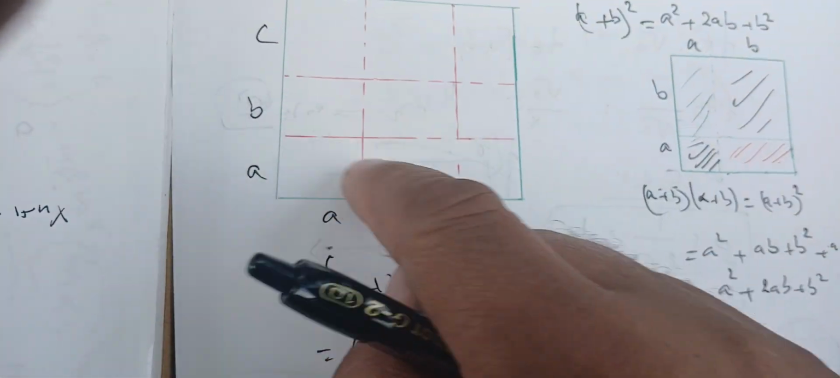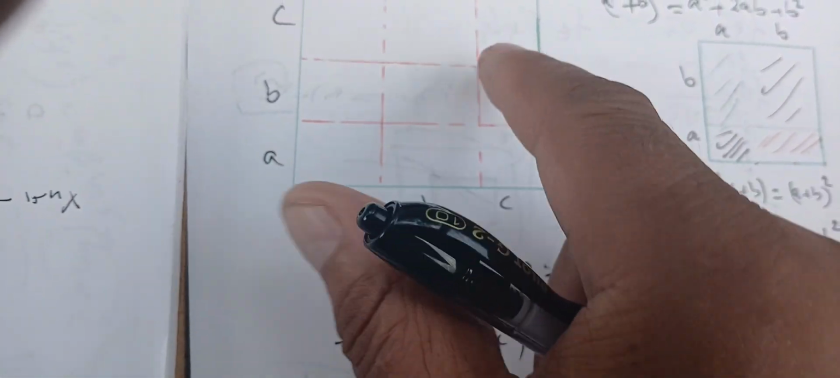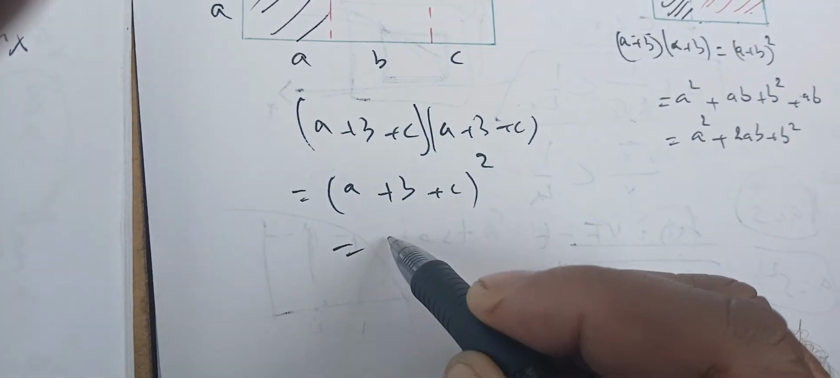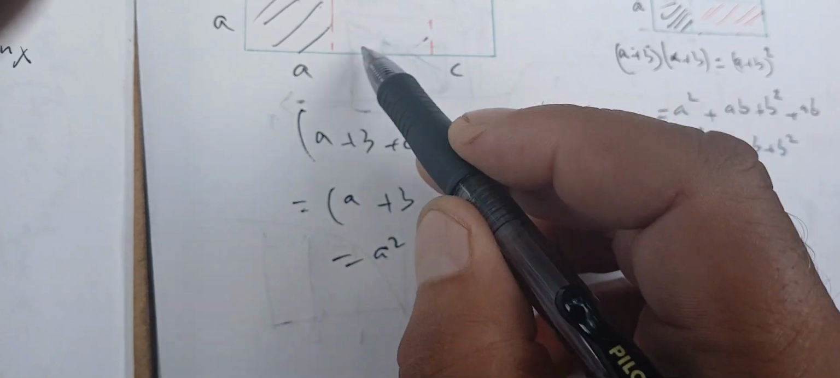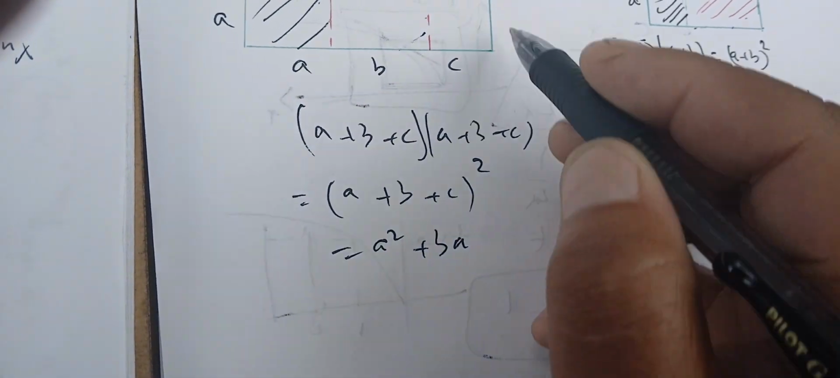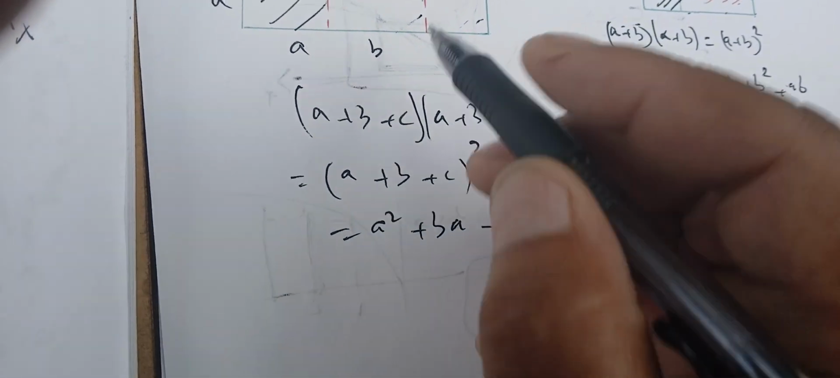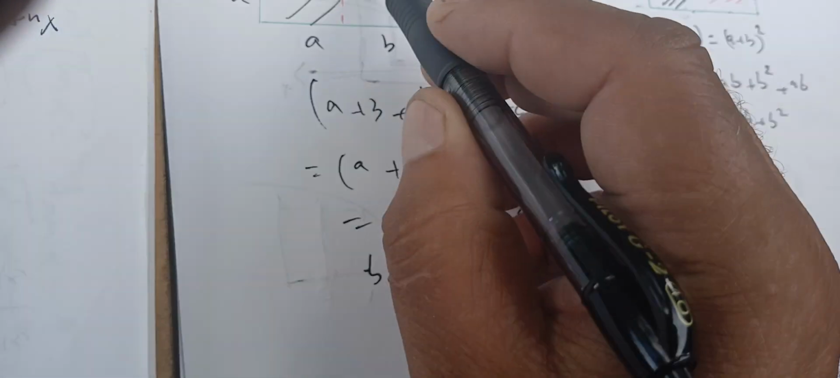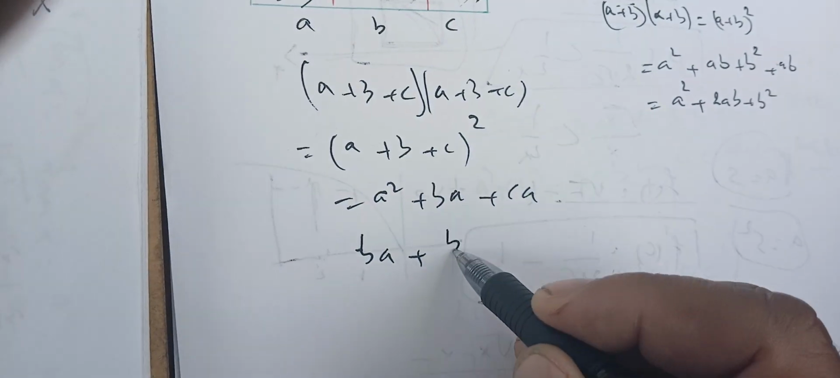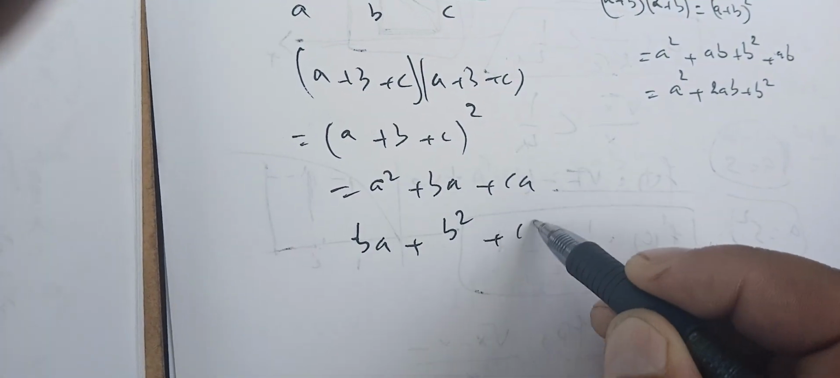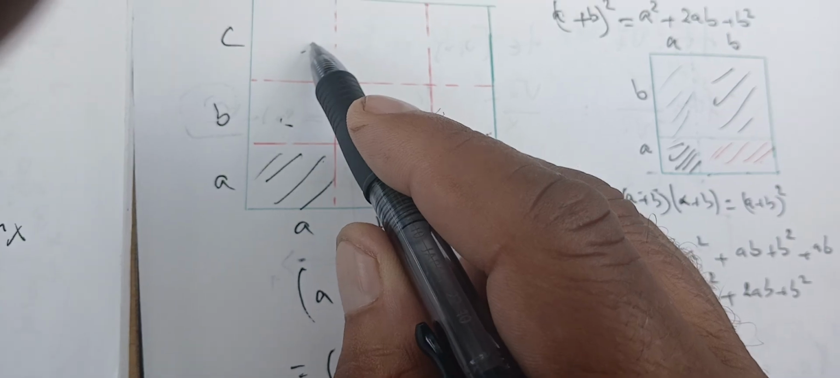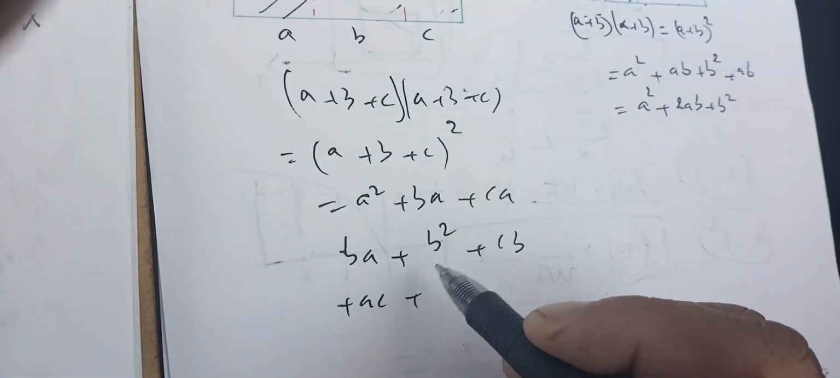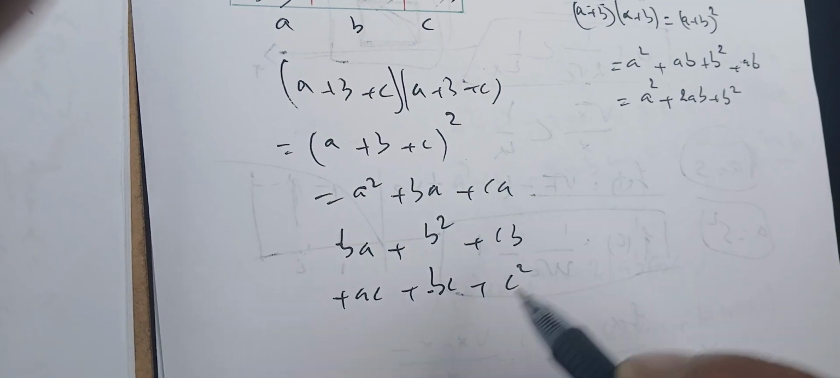The first thing we're going to do is compute the area using the areas of the pieces. The sum of the areas of the small rectangles and squares is equal to the area of the square. First we get this one here, which is a squared. Next we get ba, next ca, and next ba again. The next one is b squared, and this one here is cb. The next one is ac, then bc, and the last one is c squared.